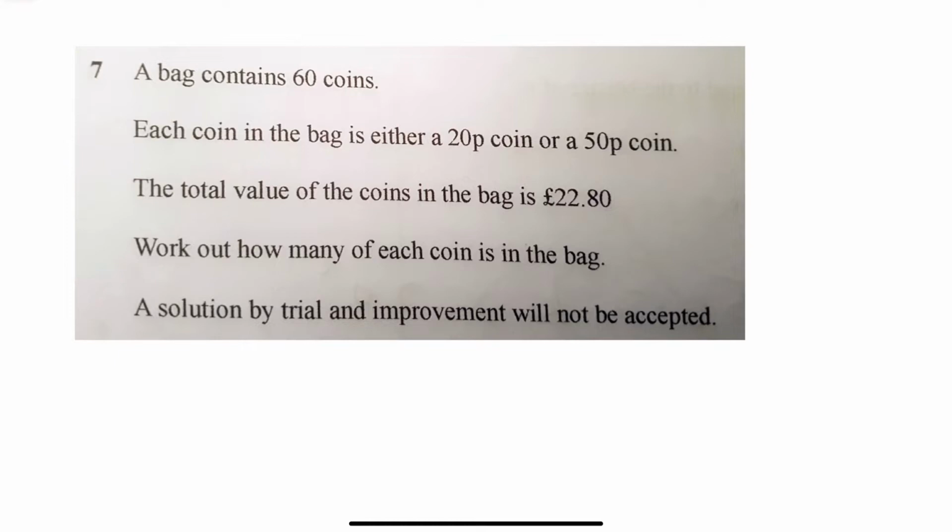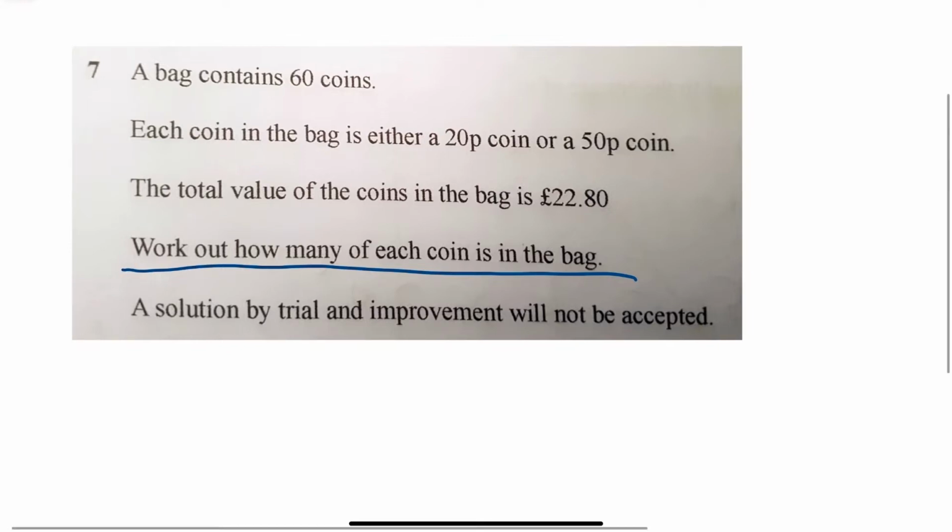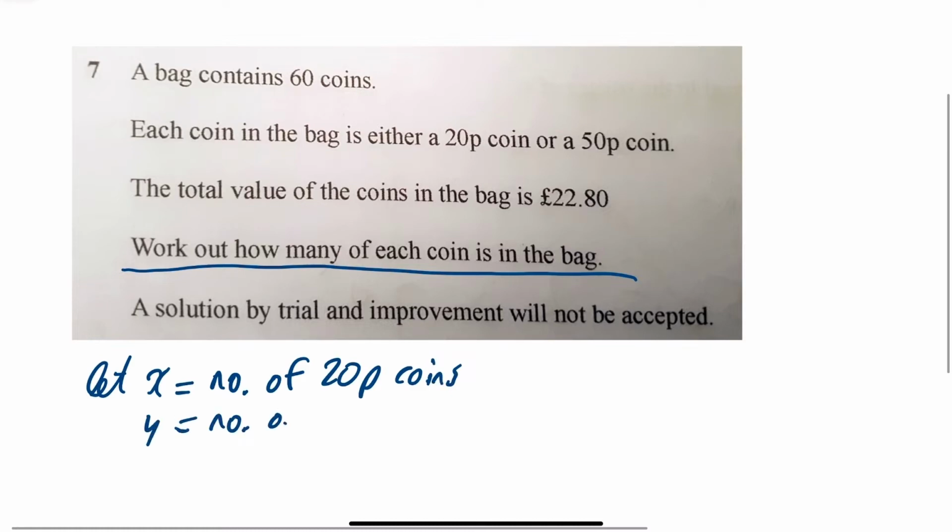Now this bit is key. This sort of tells you what you should let your x and y be. So work out how many of each coin is in the bag. So I'm going to say let x equal the number of 20p coins, and I'm going to let y equal the number of 50p coins. And then we can get started.